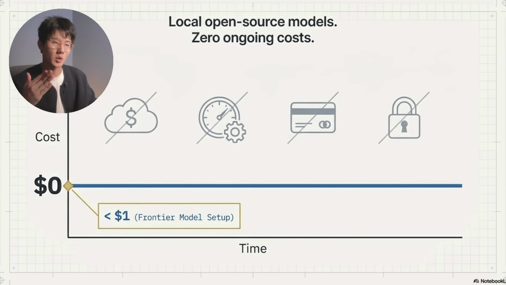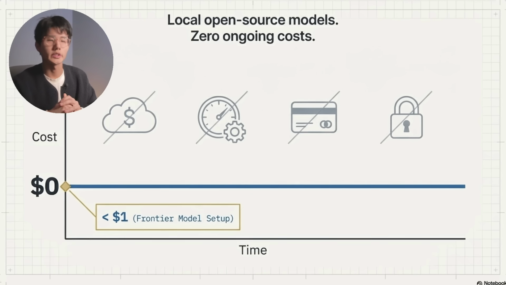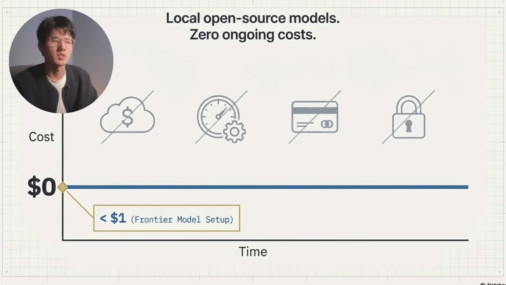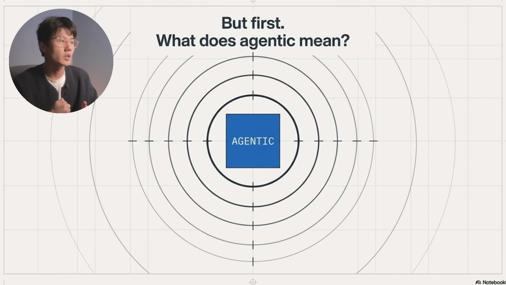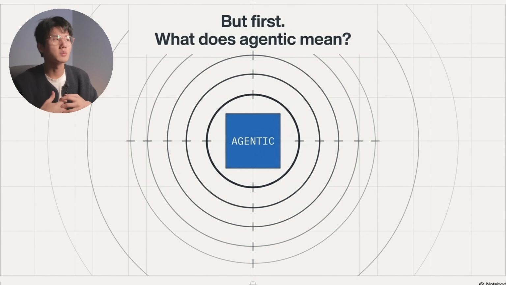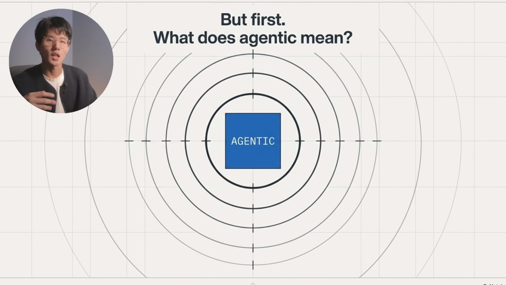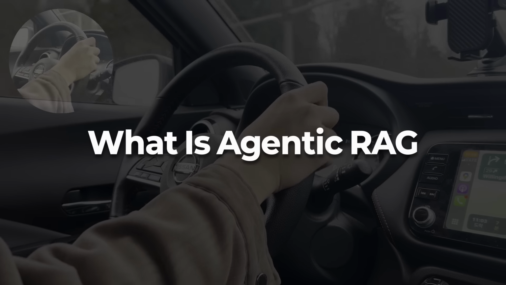We're gonna use a frontier model to build it first, which will cost less than $1 of a subscription you probably already have. But once it is built, it runs on local open source models. There will be no API cost, no subscriptions, zero ongoing cost to run it. But first, what does agentic actually mean? Because there's a big difference between a basic RAG system and an agentic one, and it really matters.